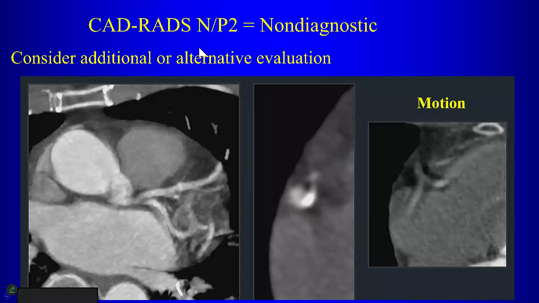So if there's motion artifact, which makes the study non-diagnostic, then instead of giving a grade, you would give it an N, a CAD RADS N, meaning it's non-diagnostic, which means that either you might have to repeat the study or send the patient to some other type of evaluation.